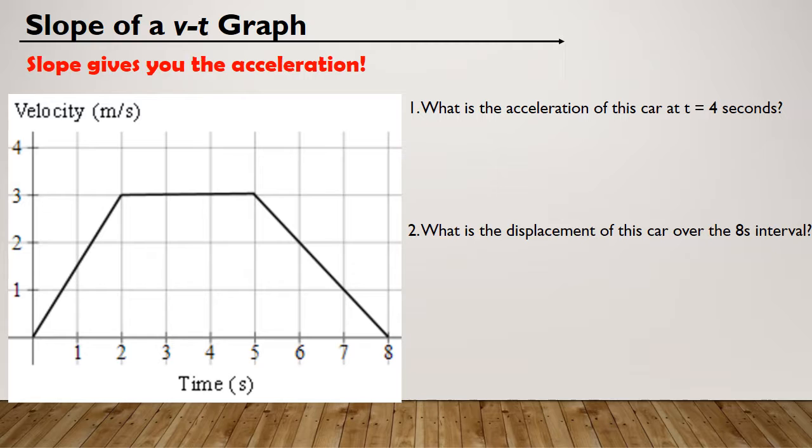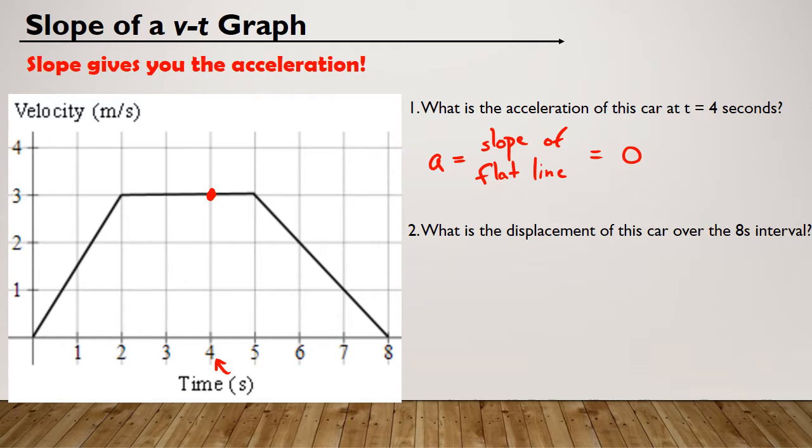So for number 1 here, what is the acceleration of this car at t equals 4 seconds? Well, 4 seconds is right here. And so I just go up this line until I see where it's at. So at 4 seconds, it wants to know the acceleration. So I want to know what is the slope of that line right there. Now this is a flat line, so we should know right away the slope of any flat line is equal to 0. So the acceleration at time 4 seconds is equal to 0.